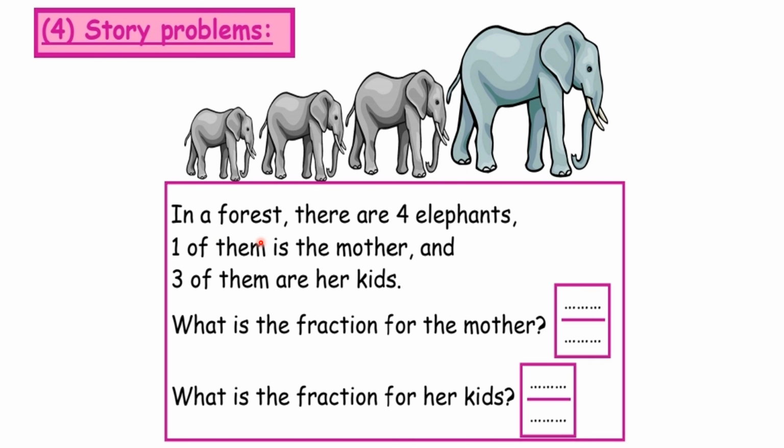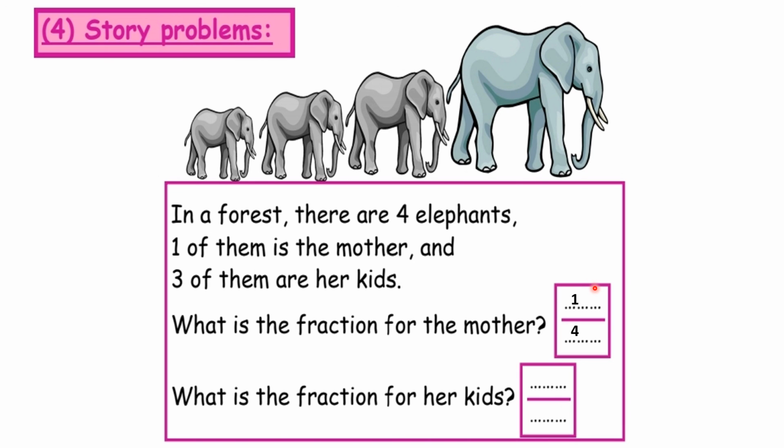In a forest, there are 4 elephants. 1 of them is the mother, and 3 of them are her kids. What is the fraction for the mother? So this is the mother, and she has 3 kids. But the set of elephants is 4. So I put the total number of elephants in the denominator here. And up here, I write in the numerator the number of mothers. I have only 1 mother, so I put 1 here.